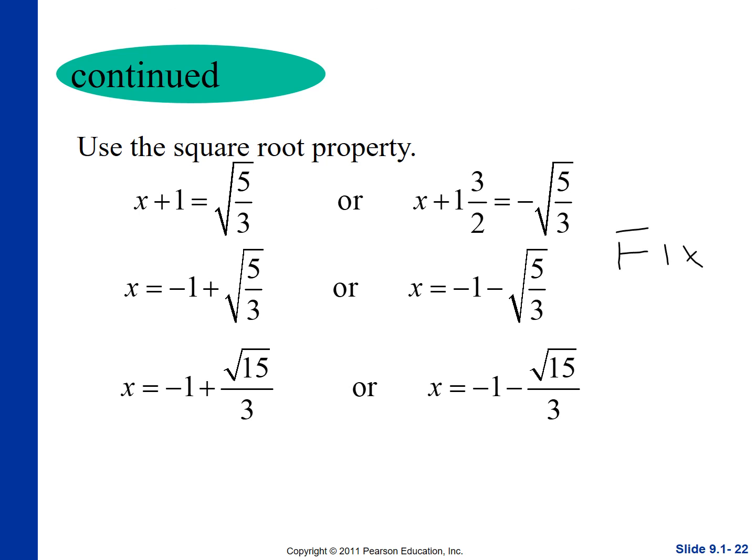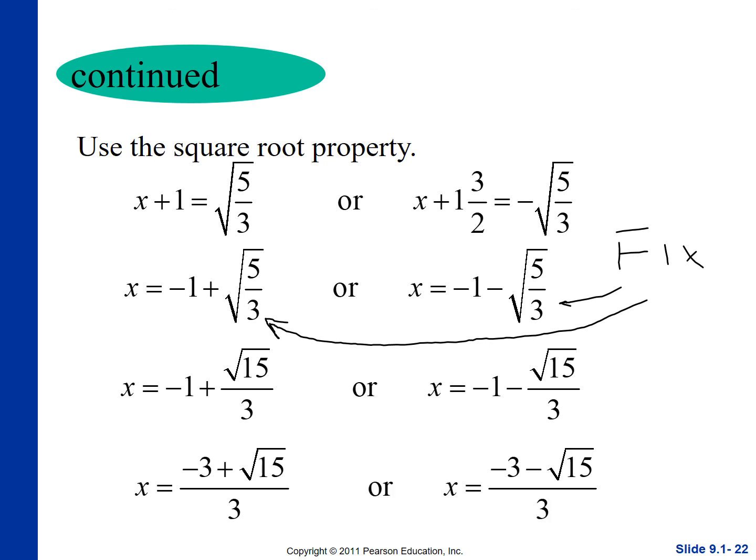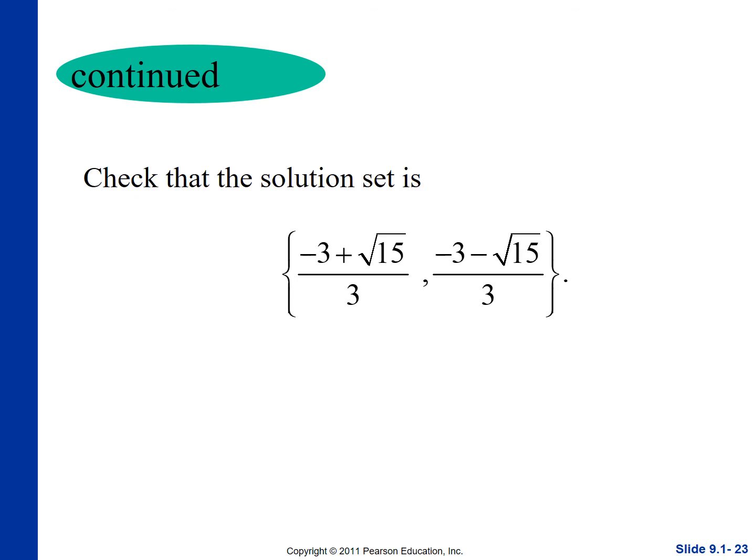And you have to, again, fix this. Right here. This is unacceptable. You have to fix this. So we're going to multiply the top and the bottom by the square root of 3 over the square root of 3, and this ends up with negative 1 plus square root of 15 over 3, negative 1 minus square root of 15 over 3. All right, and then you check your solution set.